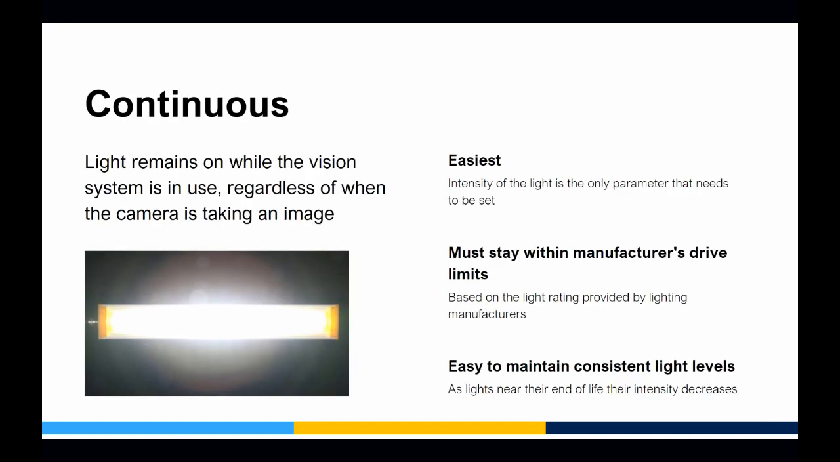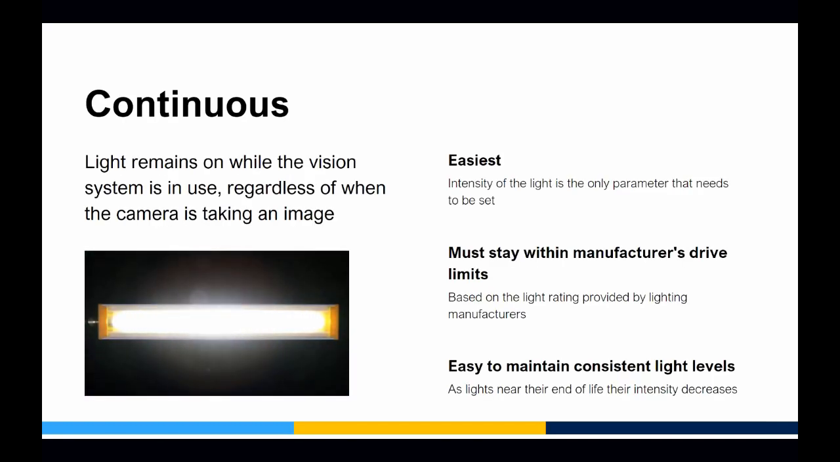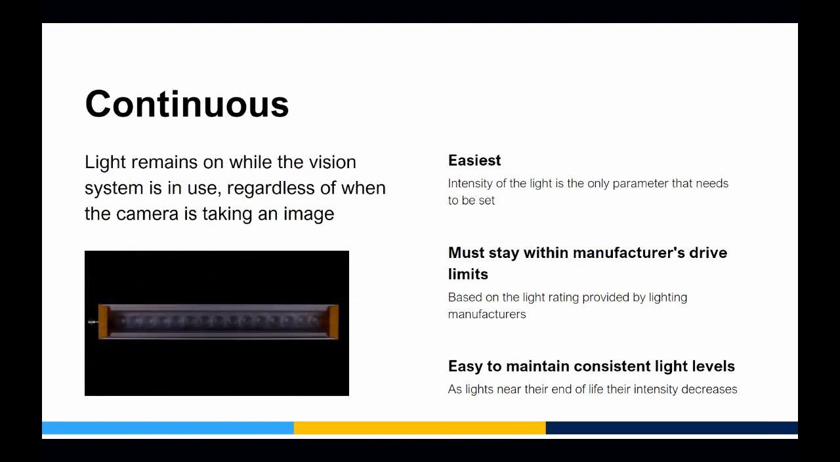So the continuous light is where the light remains on while the vision system is in use, regardless of when the camera is taking an image. So the light is on while the machine vision system is on, and it's off when the machine vision system is off. This is by far the easiest method. The intensity is the only parameter that needs to be set. Just make sure you stay within the light's rating. Don't give it 48 volts if it's a 24-volt light, etc.